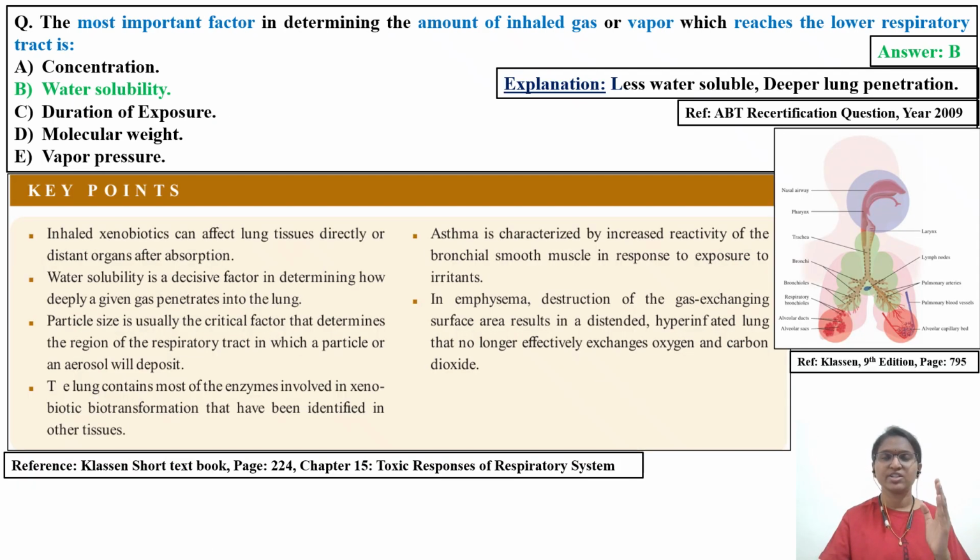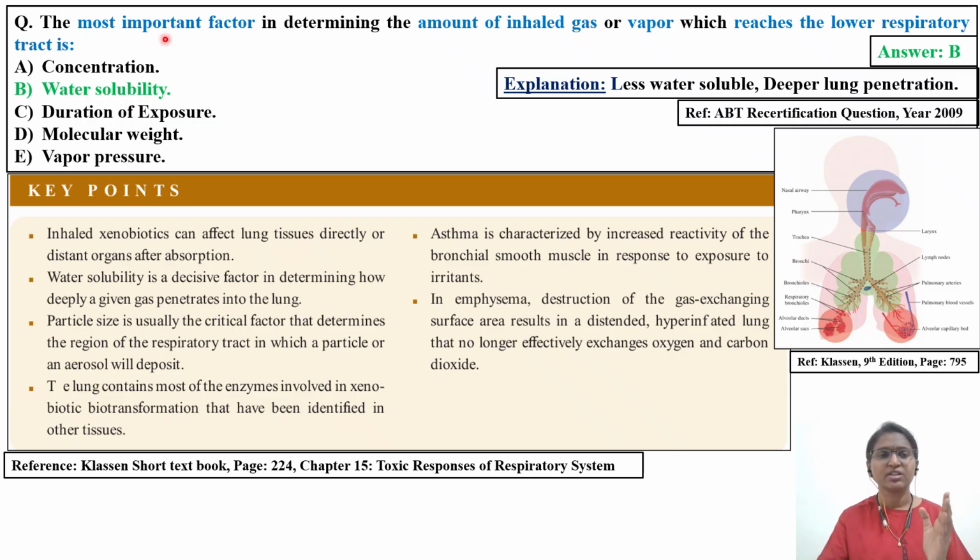We'll see the next question. The next question is also taken from the ABT recertification question paper, year 2009. The question is related to the nature of the exposure, that is, the chemical to which you are getting exposed, its physicochemical properties, like solubility here. So we'll see the question.